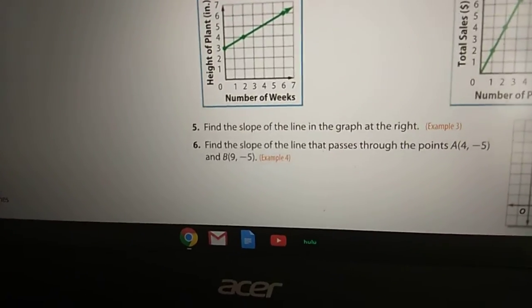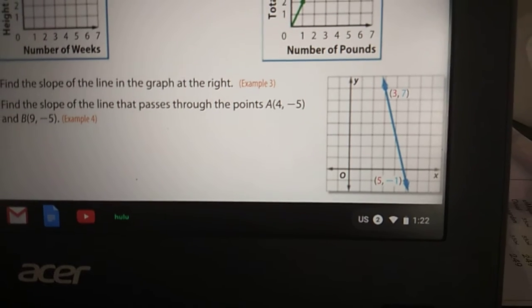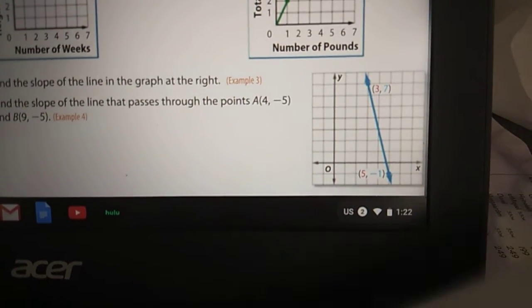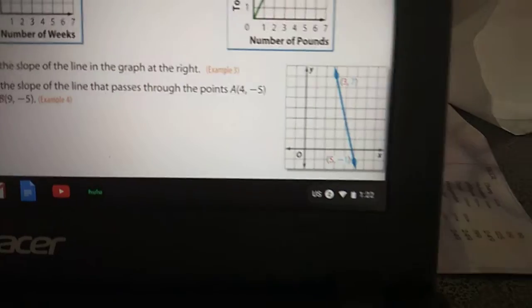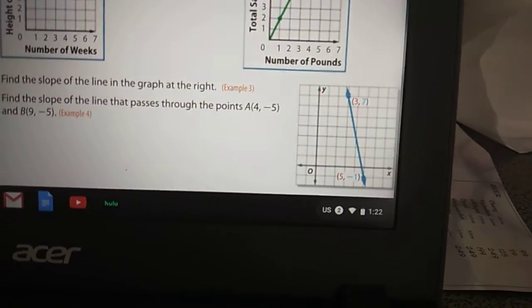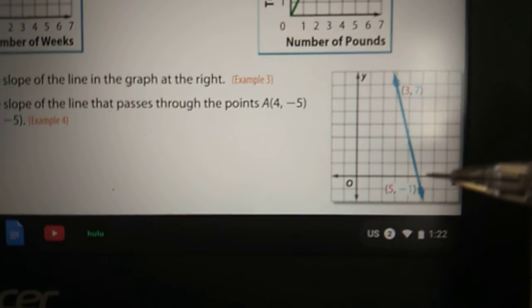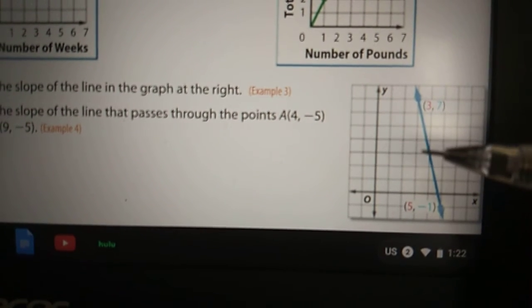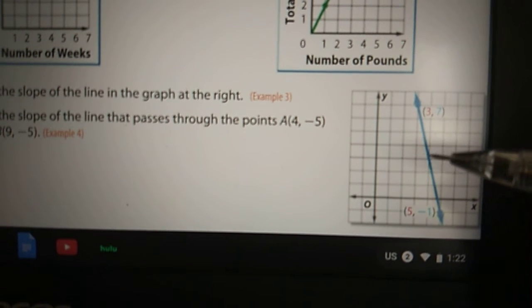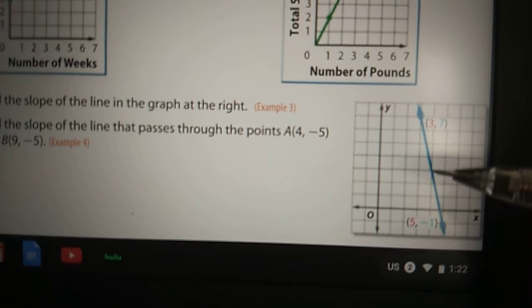Now we're going to do question number 5. Find the slope of the line in the graph at the right. So we're going to look at this graph. This graph has 2 points. There is (5, -1) and (3, 7). So on this graph, they have found 2 points for us already. Sometimes you will get graphs that don't have any points already labeled for you. You would have to find the points yourself, okay? But whenever you see the line crossing somewhere that has a clear intersection, that's a point you can name easily. So you should pick those points.